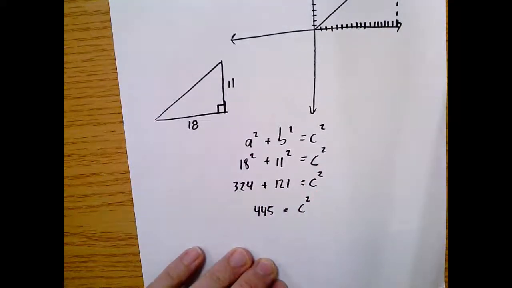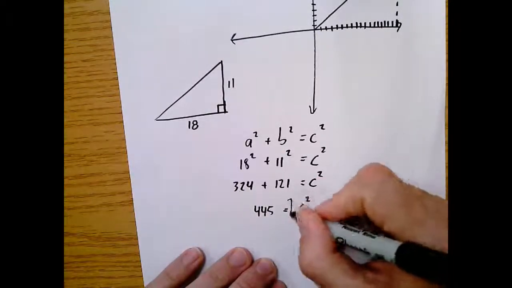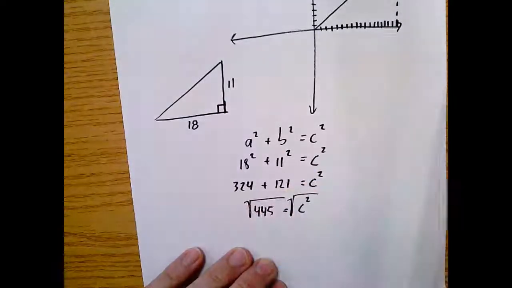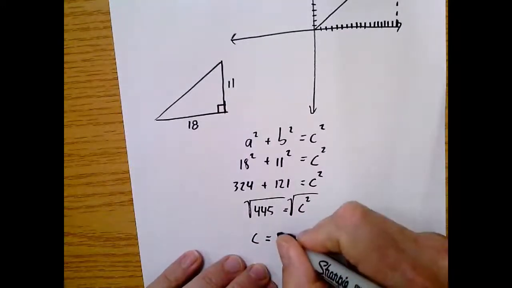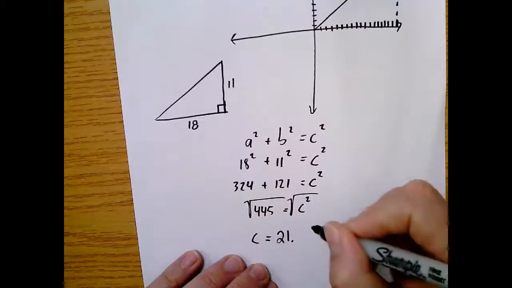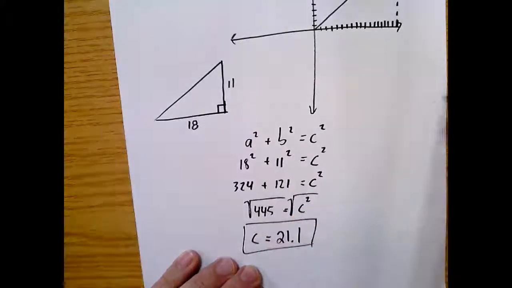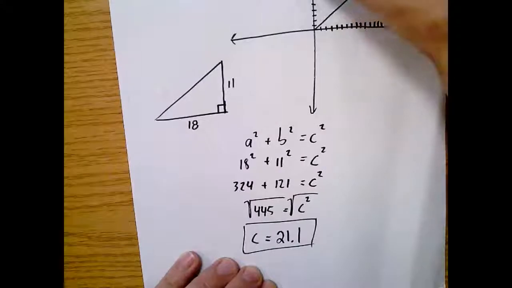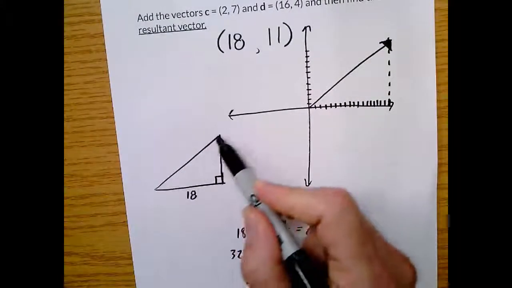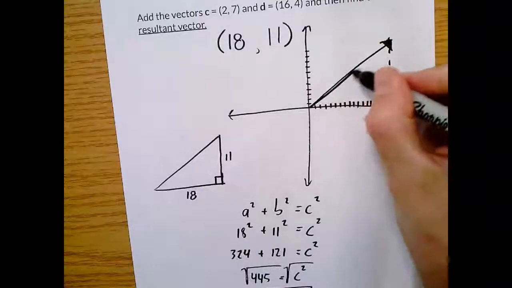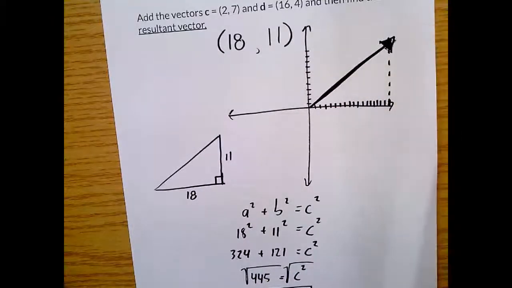Now to get rid of a square, we just take the root of both sides. And you're going to find that c equals, and if we round this, we'll get 21.1. And there you go. That 21.1 is this hypotenuse, which is this resultant vector. There you go. Good job.